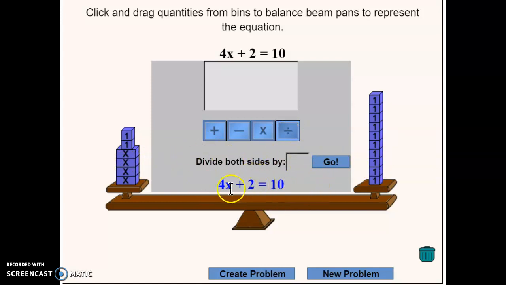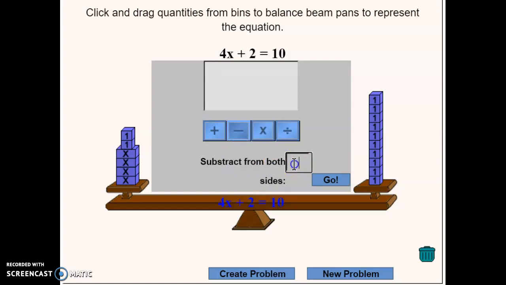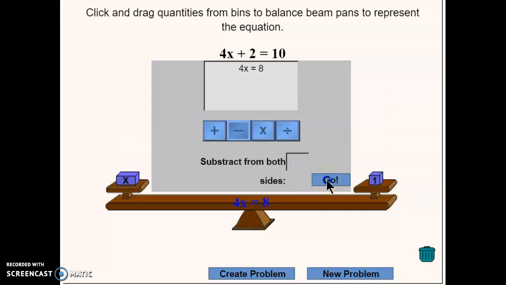Okay, now we look at the equation 4x plus 2 equals 10. On the left hand side I have x, on the right hand side I don't have any x. So I will try to keep the x on the left hand side, 4x. I want to get rid of this 2. How to get rid of the 2 on the left hand side? We can subtract 2 from both sides, right? Get rid of 2 from both sides, they should still be equal. So I get rid of the 2 from both sides. Now I have 4x equals 8.